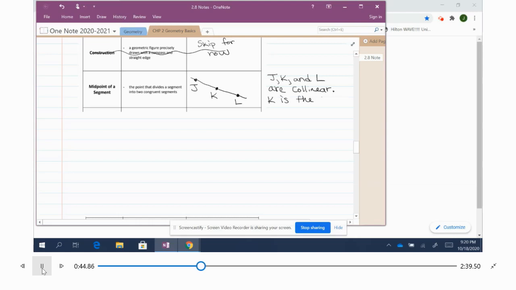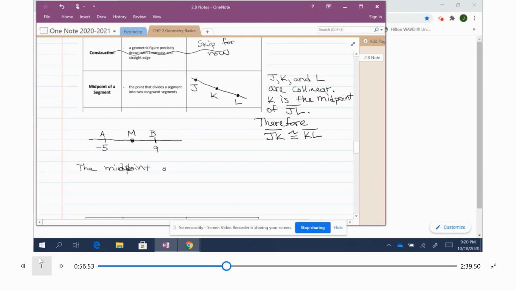So again, I didn't have to say this. It's kind of redundant. If K is the midpoint of JL, it's implied that they're collinear. So I really didn't have to write that they were collinear. If it's the midpoint, skip the collinear part and just go right to JK is the same as KL. Okay, what I'm doing right now is I'm setting up the midpoint formula eventually.